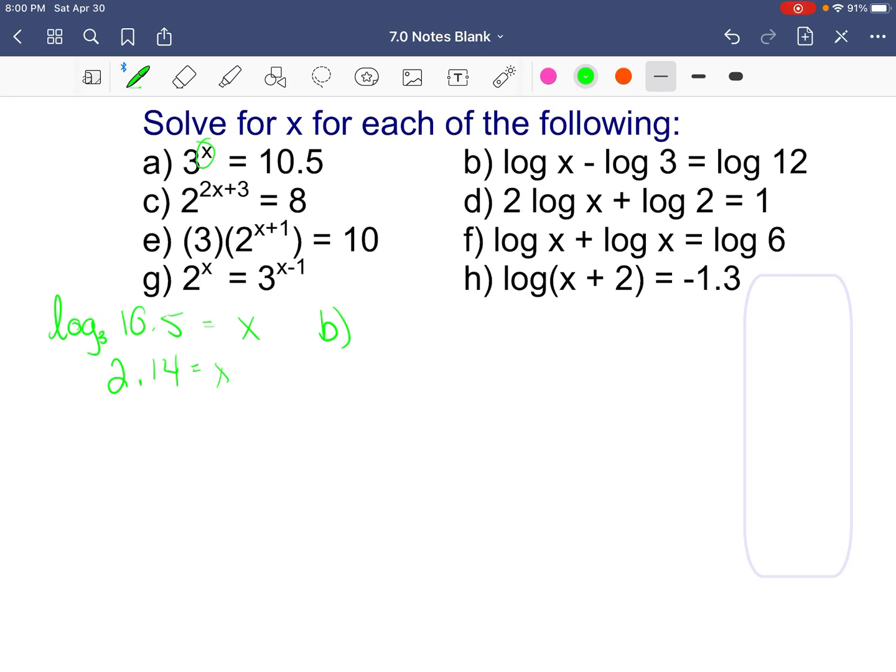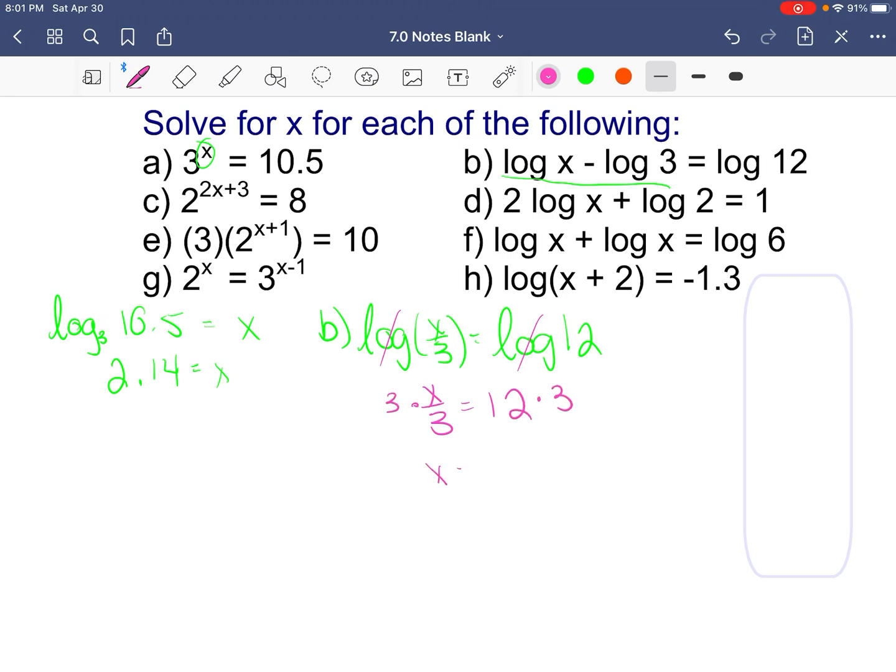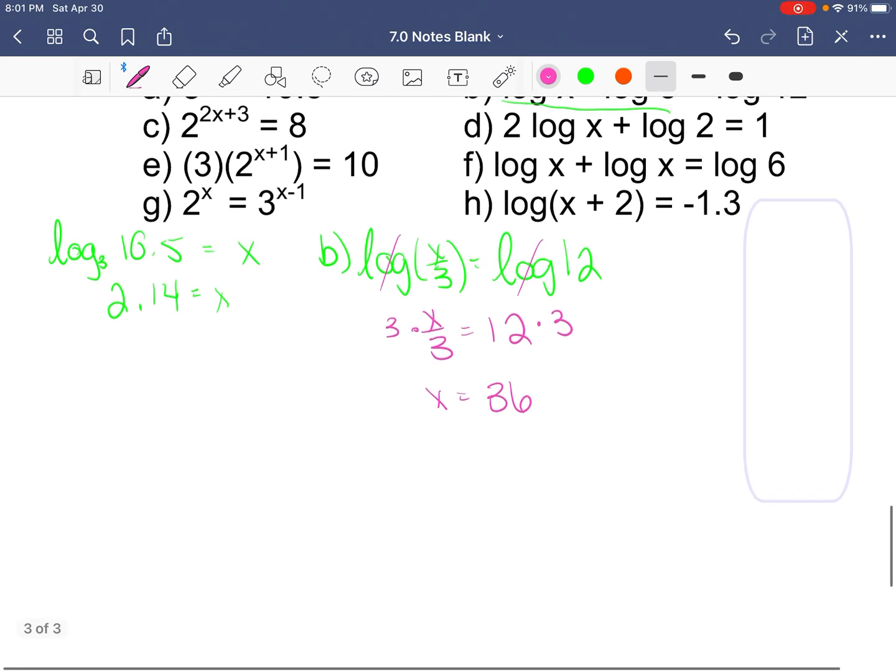For b, when solving logs, we usually want to get one log equal to another log. So we're going to combine these using our logarithm rules. So log of x over 3, we're dividing because we were subtracting, equals log of 12. Once we've got one log equal to another one, we can drop the logs. We're left with x over 3 is equal to 12. Multiply both sides by 3, x is equal to 36.